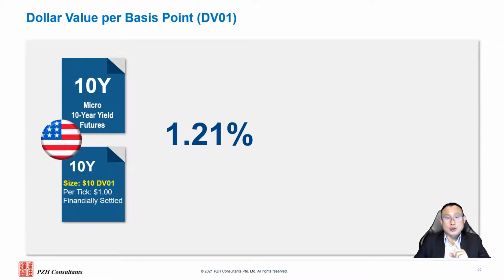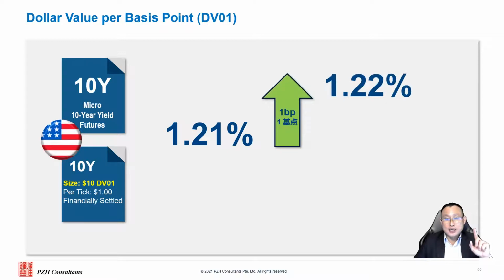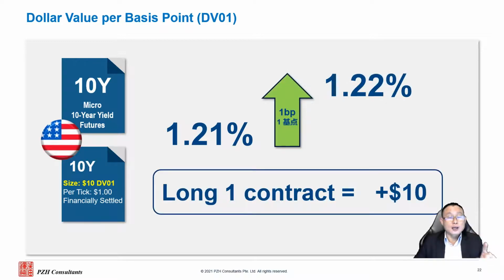is $10. So for example, if the interest rate goes up from 121 to 122, as I said earlier, it went up by 1 basis point. And if you're long one contract, you have made $10.